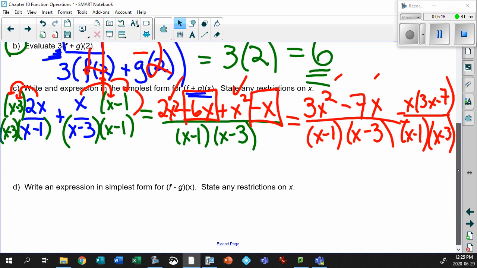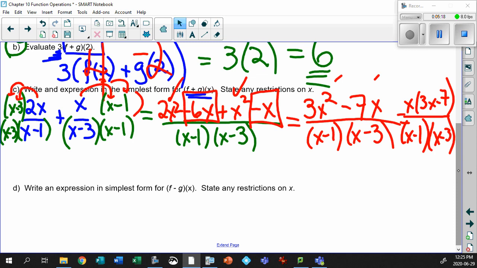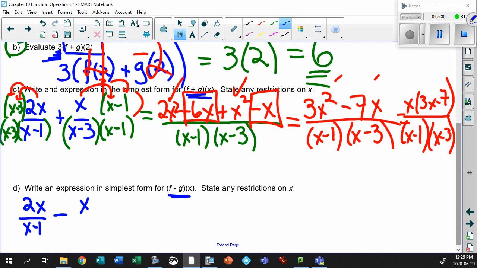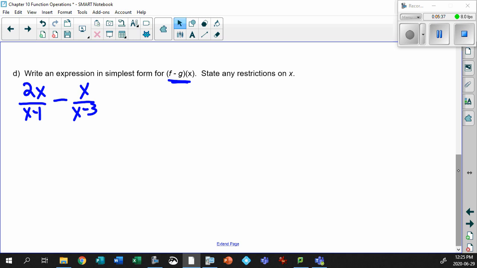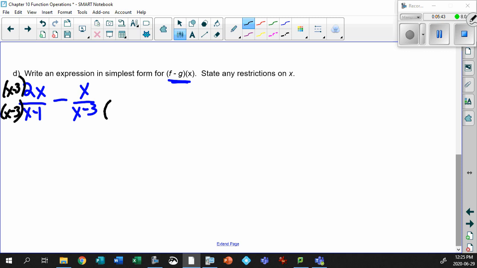The next question says the same thing, but give me this as a subtraction now. Well, that's easy enough. That's going to be 2x over x minus 1, subtract x over x minus 3. Same stuff as before. All you want to do is find the common denominator. x minus 3, x minus 3, x minus 1, x minus 1. Yeah, there it is.